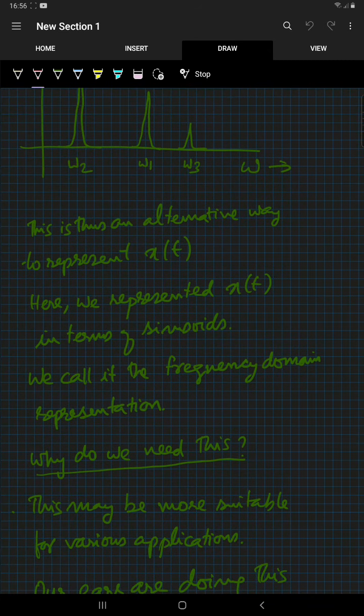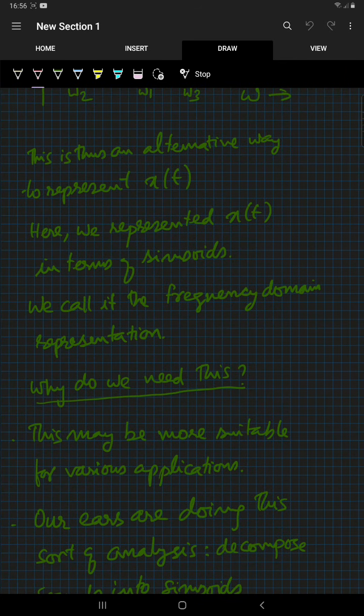So why do we want this alternate representation? That really depends, because there are many signals which can be analyzed better in the frequency domain, for example, music. A lot of times we are able to discriminate and enjoy music because we are able to perceive different frequencies. Our ears are continuously doing this kind of Fourier analysis. Whatever sound falls on our ears is constantly decomposed into various component frequencies, and it is passed on to the brain to understand what the sound is.